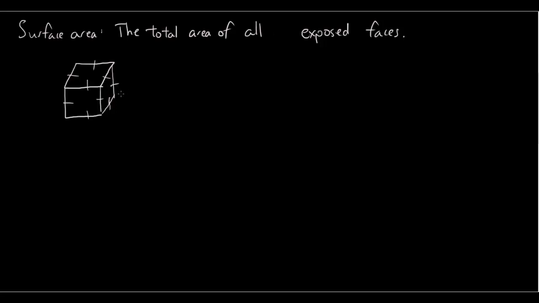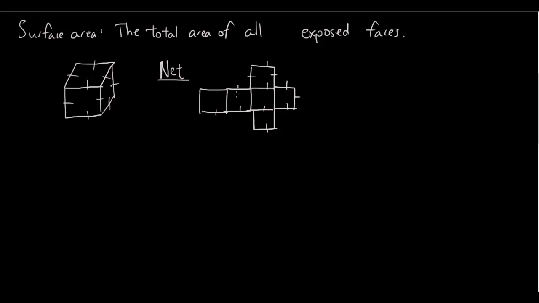So if we unwrap this cube into what we call a net, it becomes something like this. Sorry about the drawing, but all sides are equal again. And so basically a net is what happens when you unwrap a 3D shape.